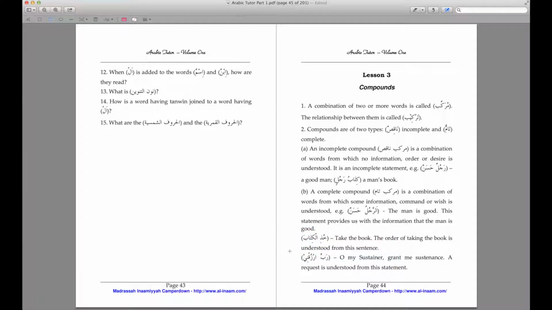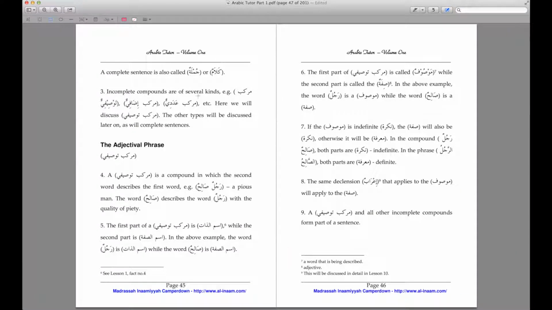Rabbi urzuqni, probably from razaqa yarzuqu, urzuq. We're asking Allah Ta'ala to give us provision, sustenance, and so on. So a request is understood from this complete statement. As I was saying, it's called jumla or kalam. Based on different authors and books, you'll come across these. If they say jumla or kalam or murakkab tam, all of these are the same: a complete sentence.